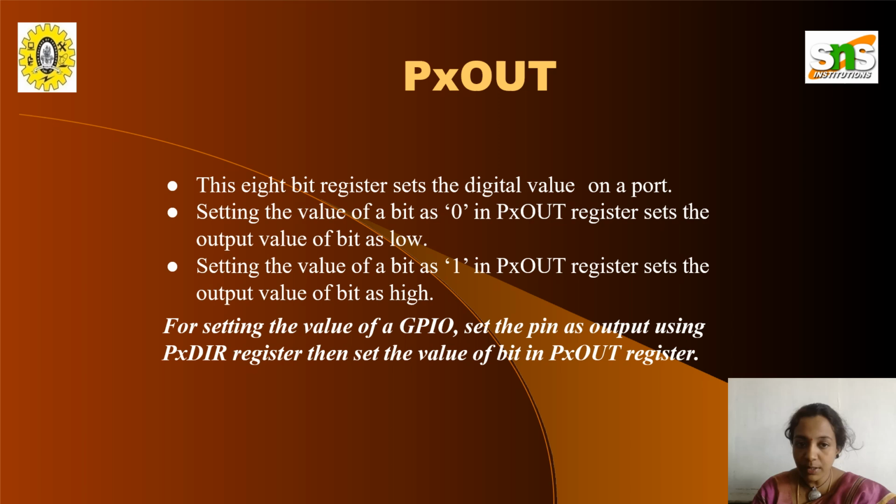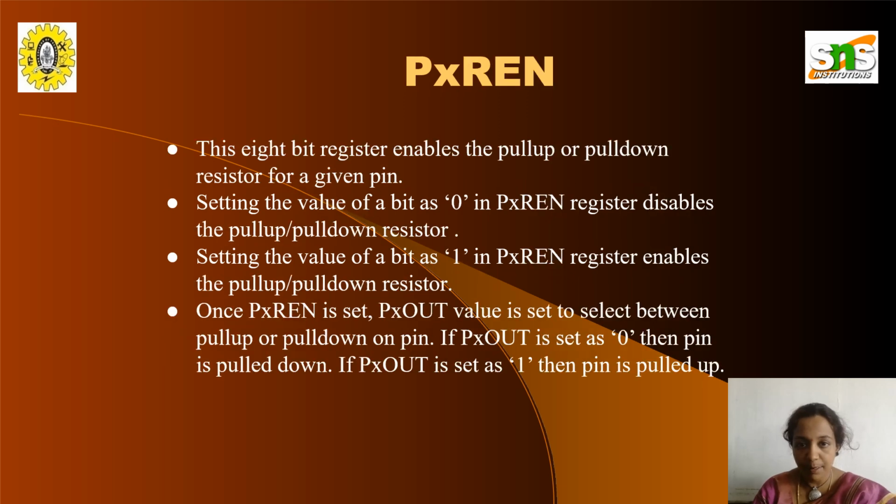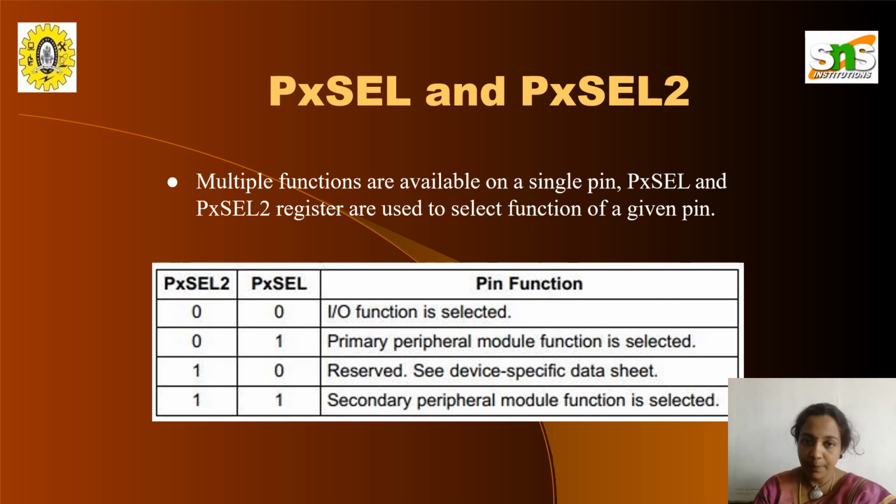So this is PxOUT. This 8-bit register sets the digital value on a port. Setting the value of a bit is like PxIN: 0 means low, 1 means high. So next is PxREN. This 8-bit register enables the pull up or pull down resistor. So PxREN is used for enabling the resistor, pull up resistor and pull down resistor. For 0, it disables PxREN. For 1, PxREN would be enabled.